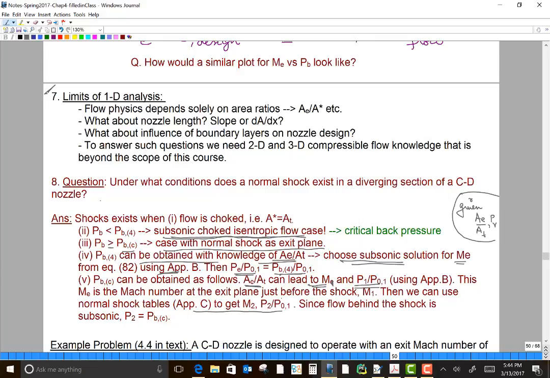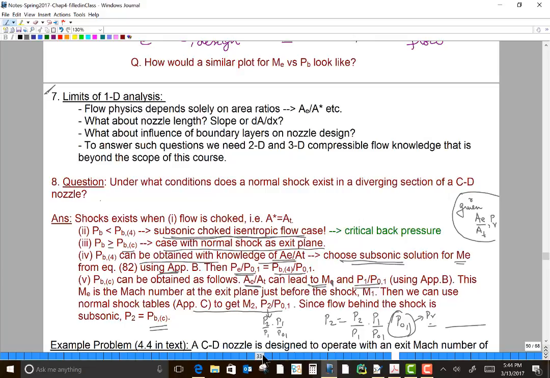Since the flow behind the shock is subsonic, P2 by P01 is provided in Appendix C. If not, it is nothing but P2 by P1 times P1 by P01. That's how you get P2 by P01, right? And since the flow behind the shock is subsonic, P2 equals PBC, so all you need is to find this P2. Therefore P2 equals P2 by P1 times P1 by P01 times P01, which is nothing but PR. So this is how you get P2. And this is how you compute the range of back pressures over which the normal shock exists.